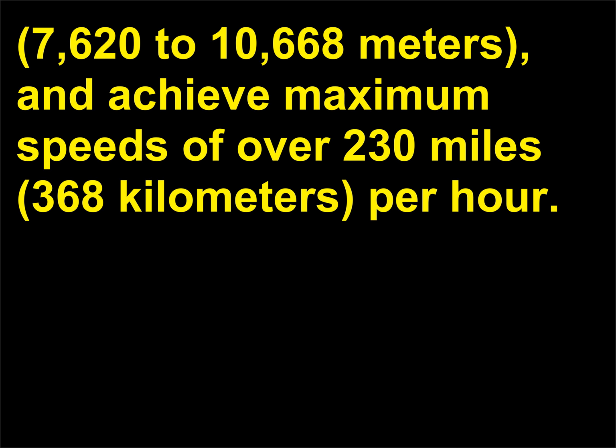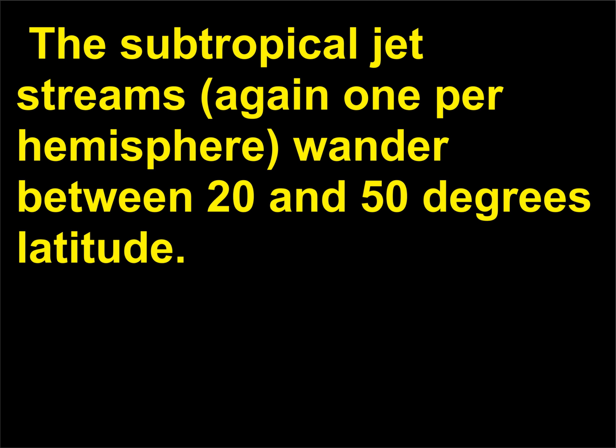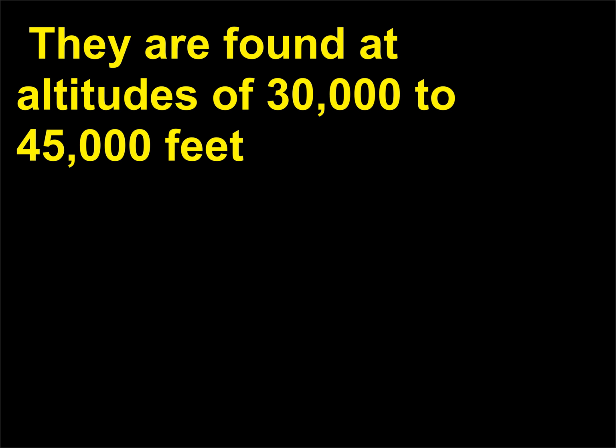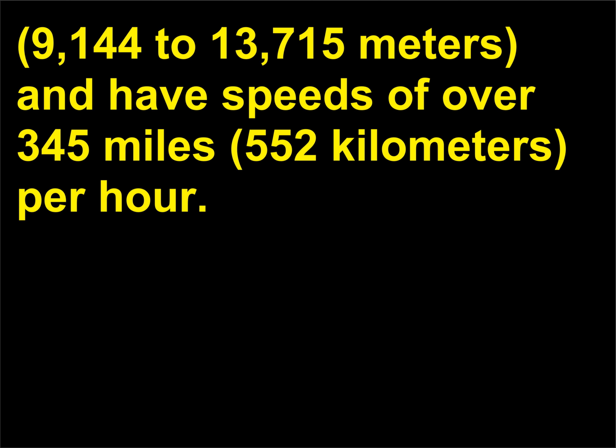7,620 to 10,668 meters, and achieve maximum speeds of over 230 miles, 368 kilometers, per hour. The subtropical jet streams, again one per hemisphere, wander between 20 and 50 degrees latitude. They are found at altitudes of 30,000 to 45,000 feet, 9,144 to 13,715 meters, and have speeds of over 345 miles, 552 kilometers, per hour.